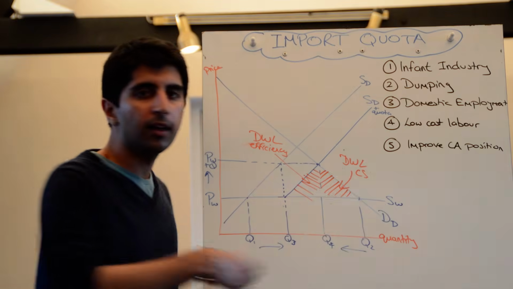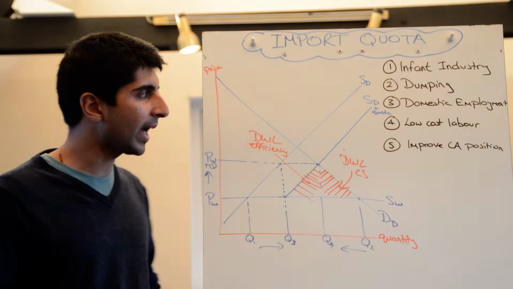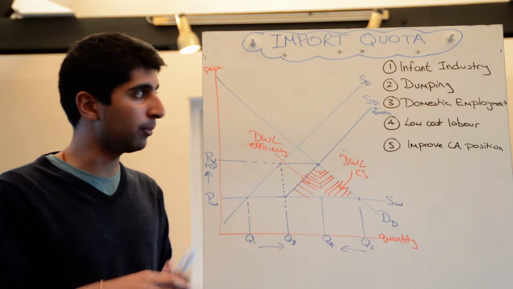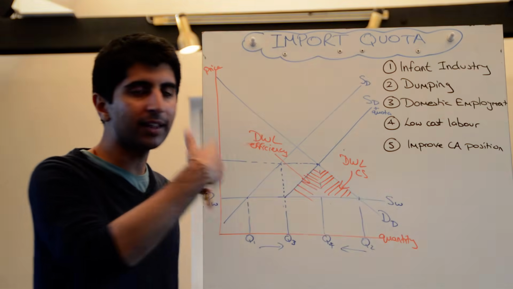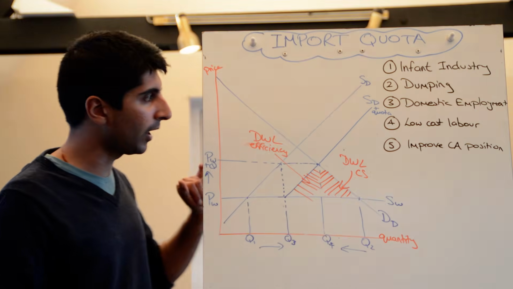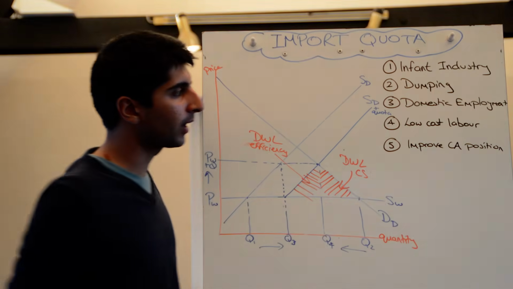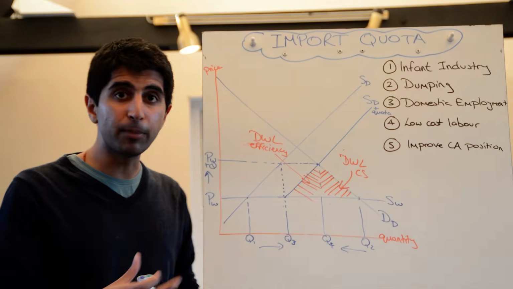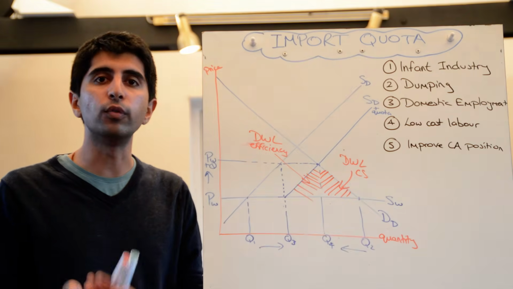The dumping argument, selling below cost of production, well now with this higher price for imports coming in, you're negating some of that dumping effect. Protecting domestic employment, again with more domestic supply we can expect employment to at worst stay the same, but most likely increase. Low cost labour, if that's an argument to protect against low cost labour and the artificial advantage that comes from that, well again with a higher price you dampen the advantage that comes from it. And maybe the protectionism is used to improve the current account position. Well obviously here imports are being heavily restricted, so you'd hope that import expenditure would decrease enough to improve a nation's current account position.